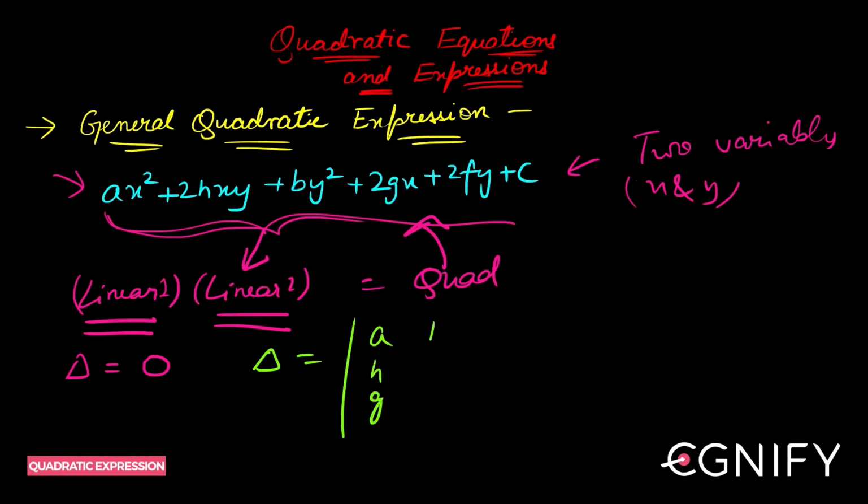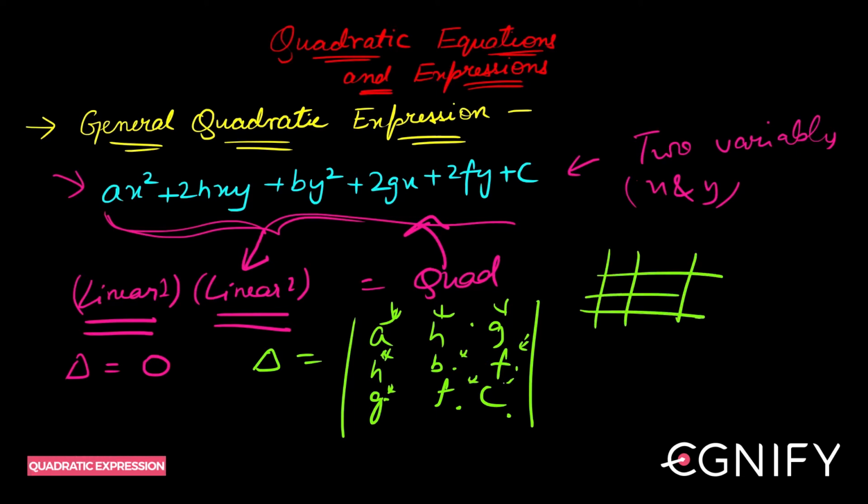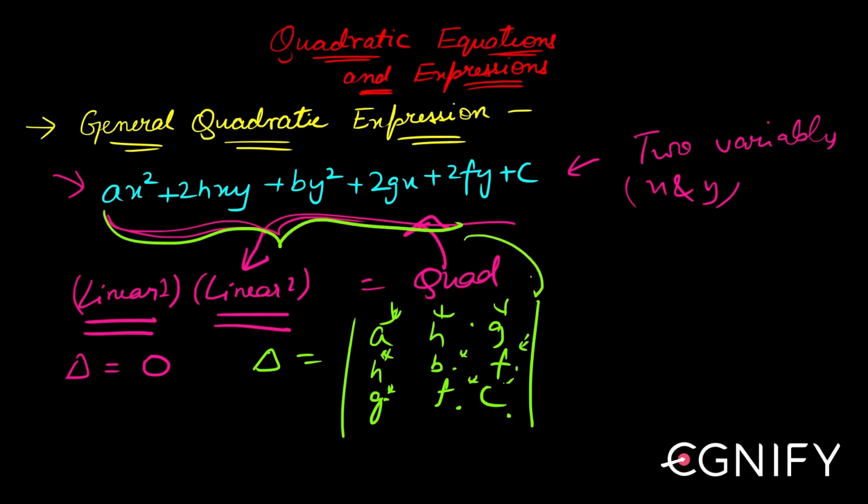All hostel girls have boyfriends gone for cinema. If you remember this, I already told this to you. This is what delta is. All hostel girls have boyfriends gone for cinema. In fact, even if you read it in the horizontal manner, all hostel girls have boyfriends gone for cinema. So whether you read it like this or like this, you'll still get the same result, right? So this is delta. If this is your quadratic expression, this is the delta for it.